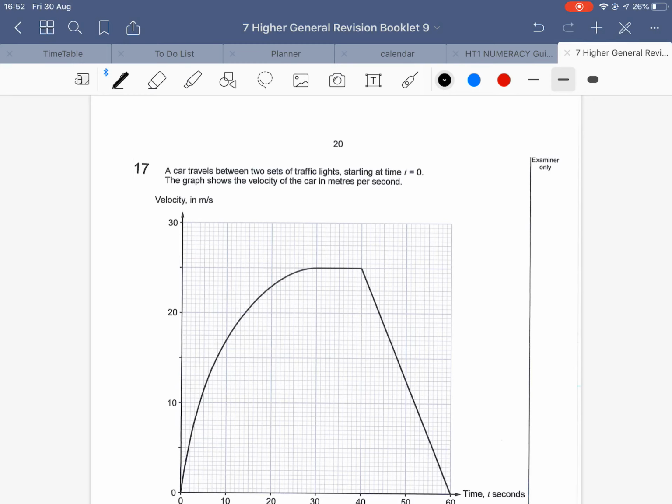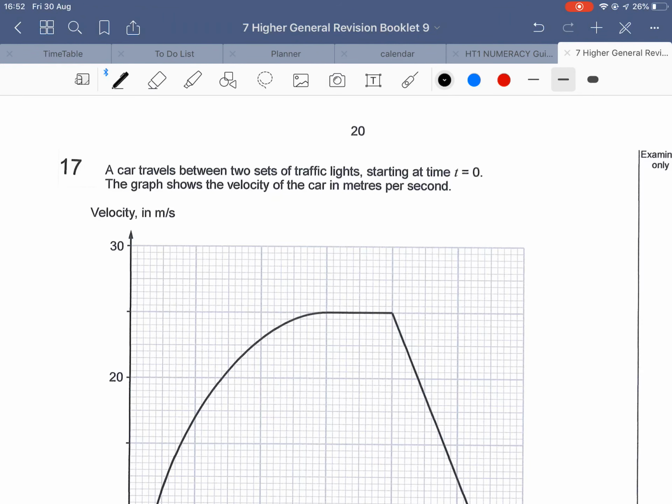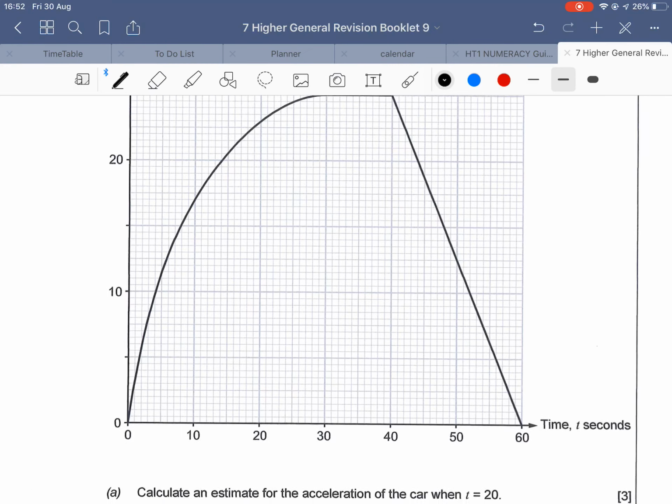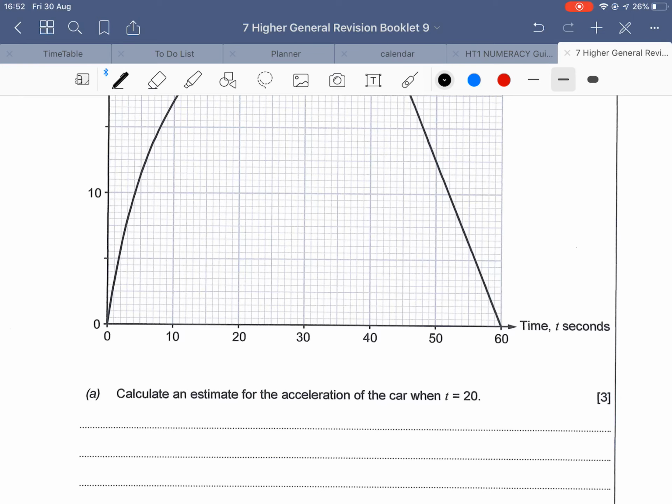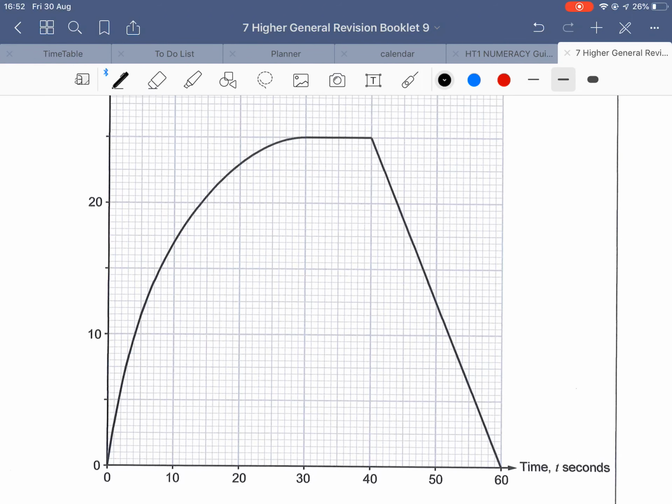Okay, we're not doing another velocity time graph, surely. Oh, okay. A car travels between two sets of traffic lights, time 0, velocity time. We're doing acceleration, lovely. Calculate an estimate of the acceleration when the car is at t equals 20.